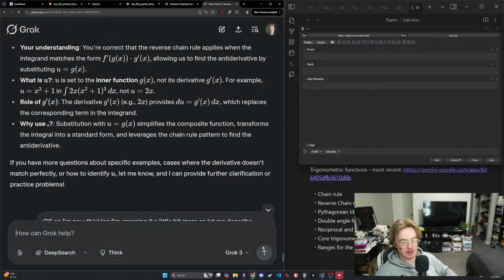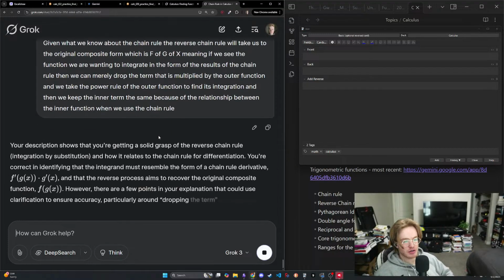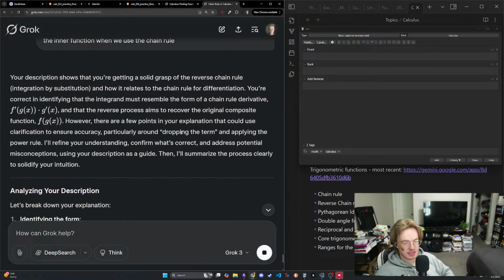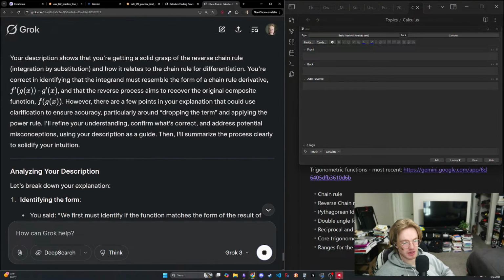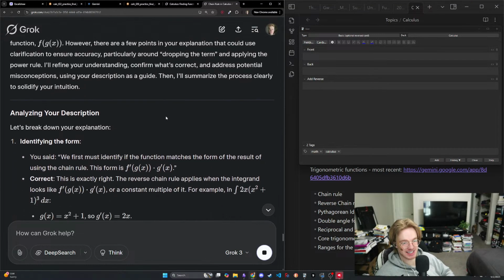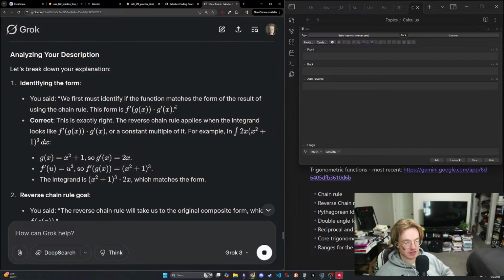Okay, we'll see how that rolls. Description shows that you're getting a solid grasp of the reverse chain rule, how it relates. You're correct in identifying that the integrand must resemble the form, and the reverse aims to recover the original composite function. However, there are a few points worth ensuring, particularly around dropping the term and applying the power rule. I'll refine your understanding, confirm what's correct, and address potential misconceptions. Then I'll summarize the process to clearly solidify your intuition.